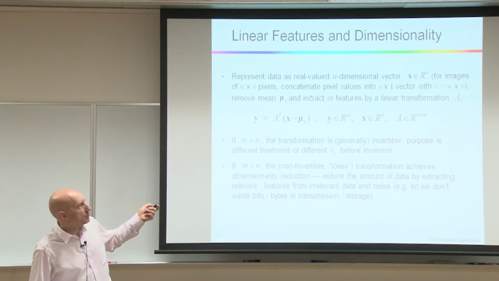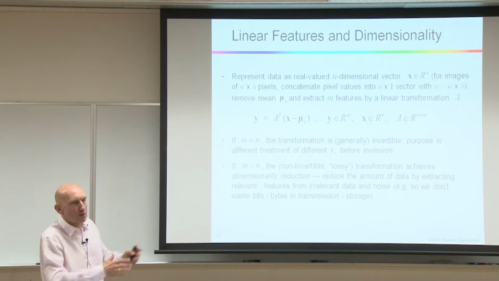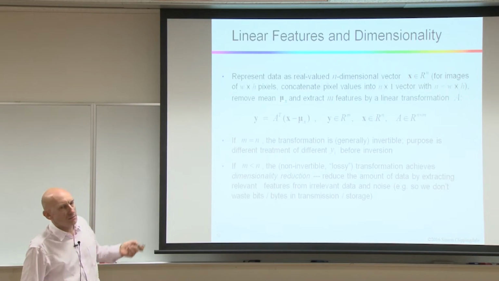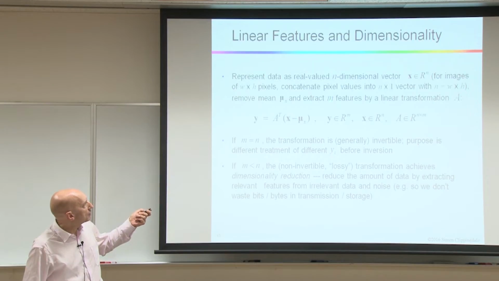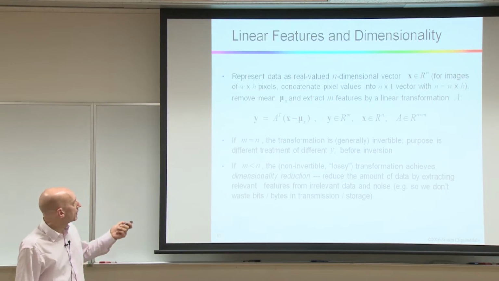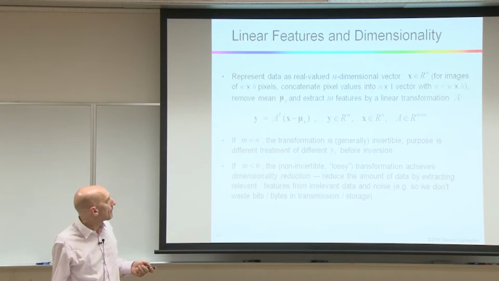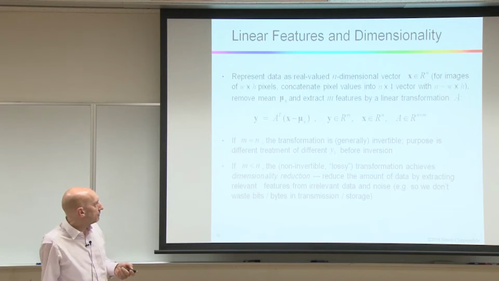Having represented our data as a real valued n-dimensional vector like that, in the case of images, you just stack up all the scan lines of pixels into one great big vector. Remove the mean, that tends to be done pretty much always, and then extract m features by this linear transformation A. So here's our output from our transformation. That was the input vector. Take the mean off, do the transformation, and you've got your output. So A here is an n by m matrix.